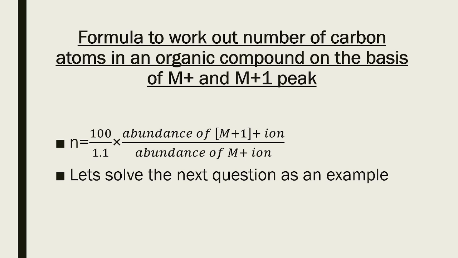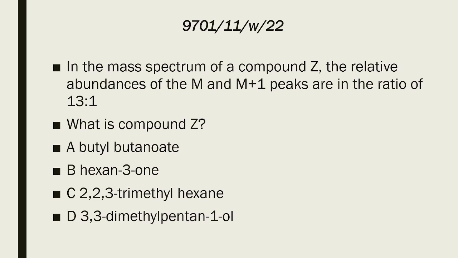Now this is a formula to work out the number of carbon atoms in any compound. N equals 100 over 1.1 multiplied by the abundance of the M+1 ion divided by the abundance of the M ion. Now let's solve an example. This is a question from the winter 22 paper. In the mass spectrum of compound Z, the relative abundance of the M and M+1 peaks are in the ratio of 13:1. You should remember that 13 is the ratio of the M peak and 1 is the ratio of the M+1 peak.